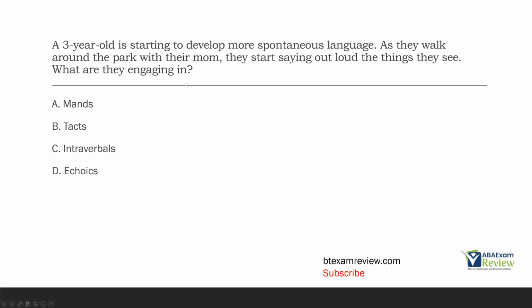A 3-year-old is starting to develop more spontaneous language. As they walk around the park with their mom, they start saying out loud the things they see. What are they engaging in? All right, a verbal behavior question.